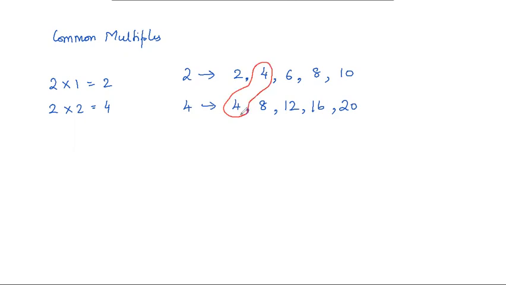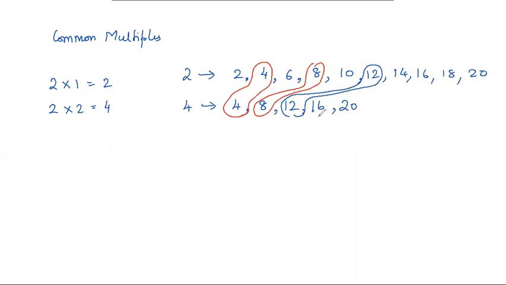4 is there in the multiples of 2 as well as in the multiples of 4. Same way, we have 8 in both. If you keep proceeding with writing the multiples of 2, you will have 12 and then 14, 16, 18, 20, up to 10 multiples. You can notice that 12 is also common here, and 16 is also common, and 20 is also common. So these are called common multiples. Clear? For any two given numbers, you can find common multiples like this.